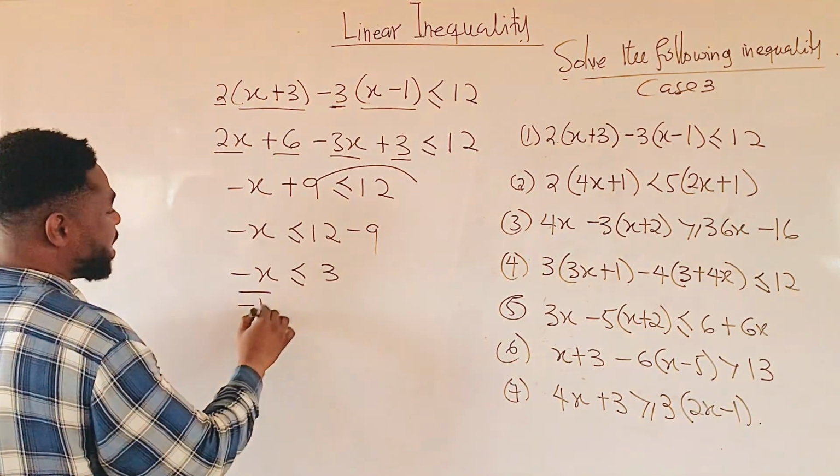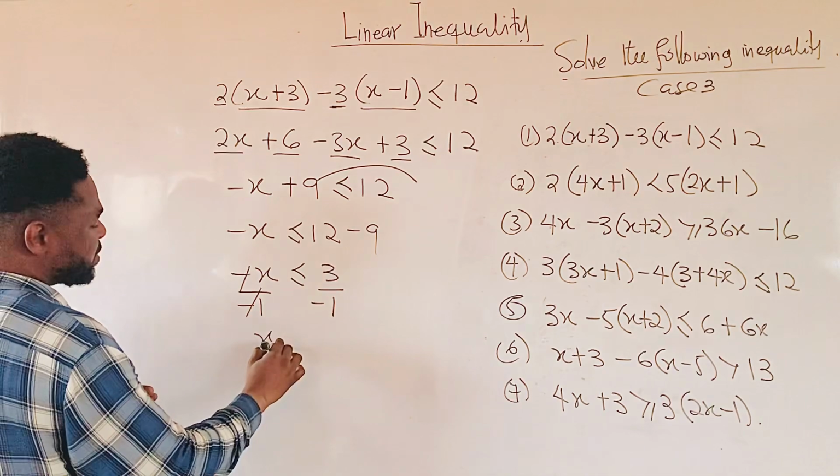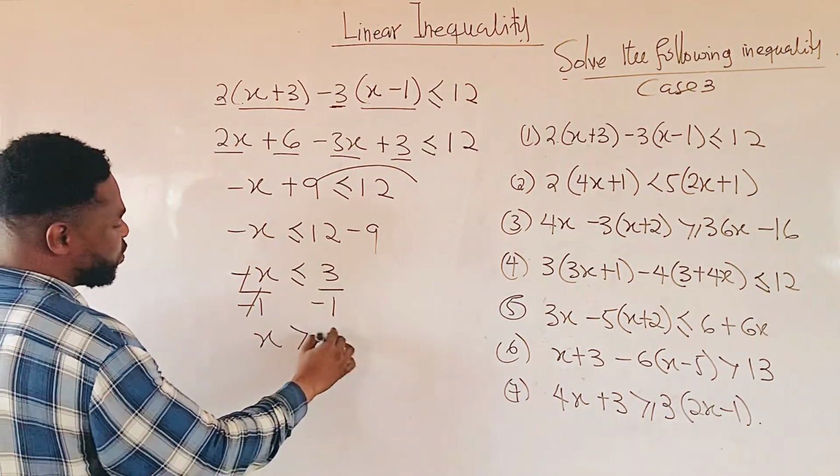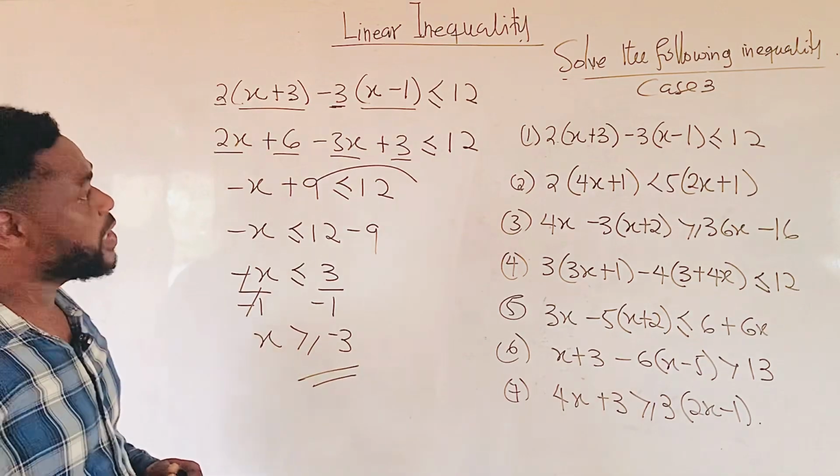We divide both sides by negative 1, here by negative 1. So our x is going to be greater or equal to negative 3. So this is how we can solve this inequality question.